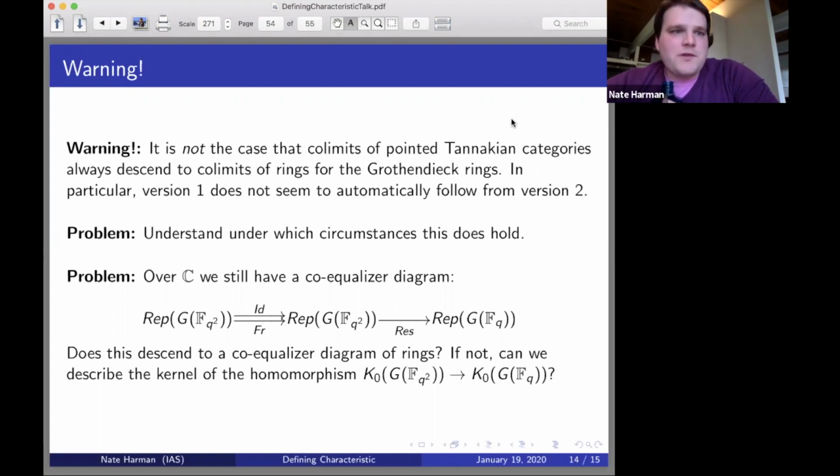And I think the more interesting question to me is when does this hold? Why does it hold in this case or these cases?